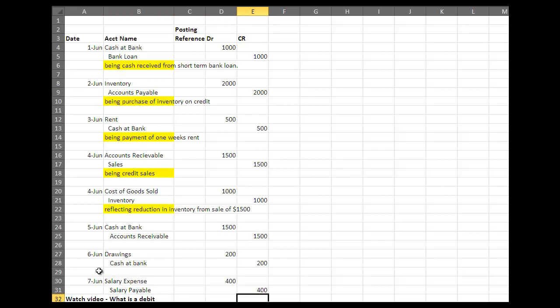Righto, there's the journal entries, and you might like to print them off. That could be handy if you've done that. And then we'll go to the answer template.